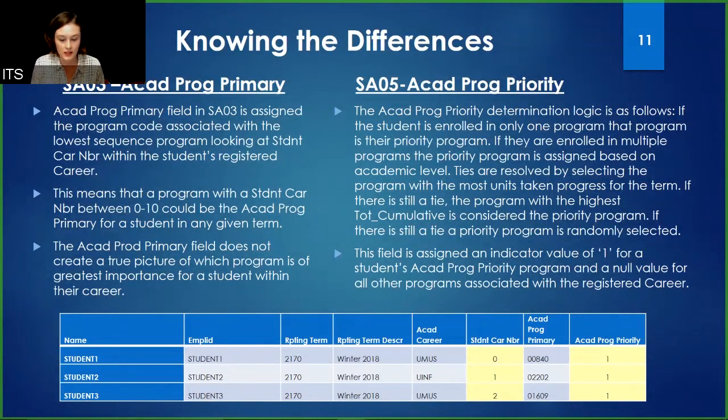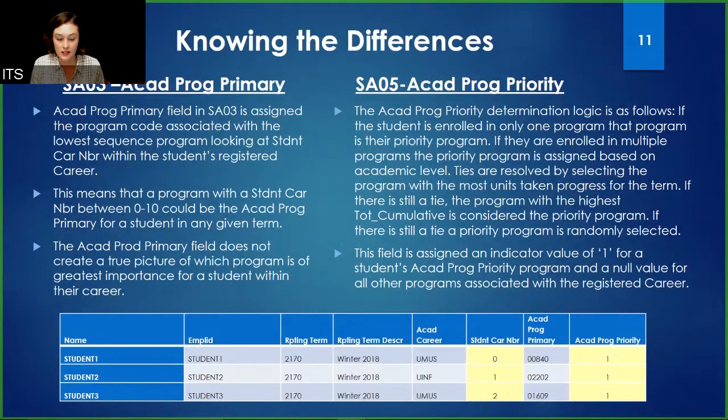Ties are resolved by selecting the program with the most units taken progress for the term. Units taken progress is enrolled hours. So if a class is 3 and another class is 4, if the total between all of that ends up being more than another program, we're going to go with the one that they enrolled in the most hours. Again, that kind of makes sense. It has the greatest weight.